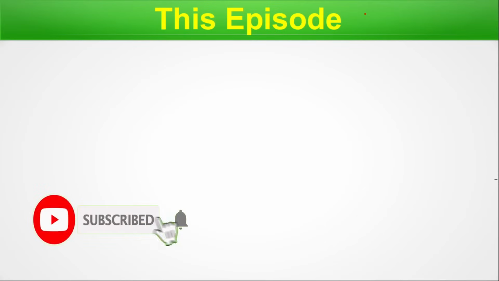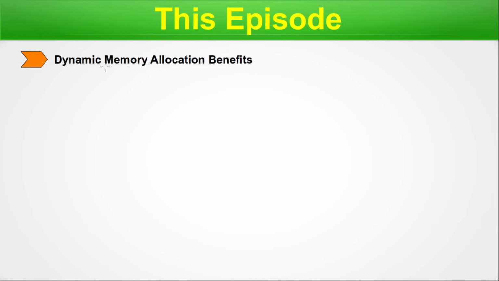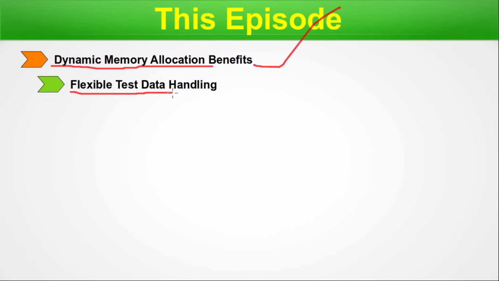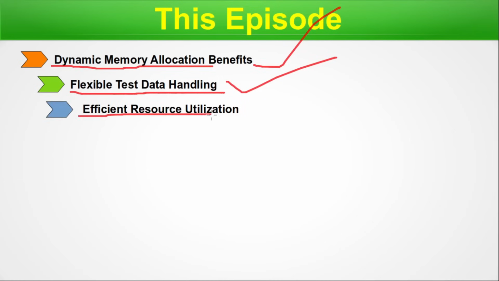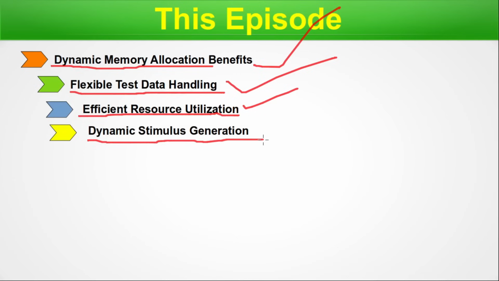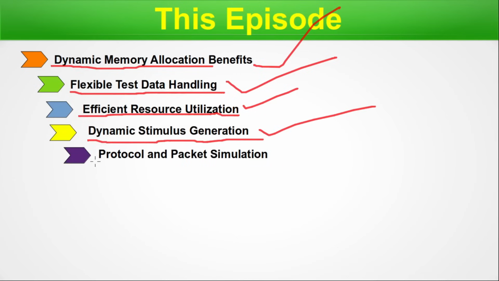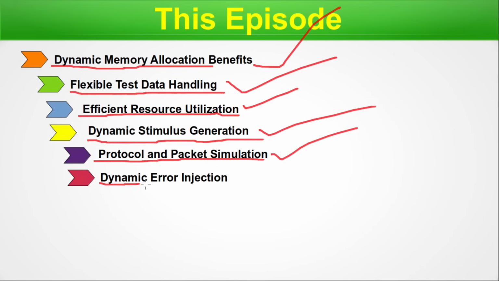Hey guys, welcome back. In today's episode, we are going to discuss the below points. First, we will talk about the dynamic memory allocation benefits. Next, flexible test data handling. Next, the aspect of efficient resource utilization. Next, dynamic stimulus generation. Moving further, we will show the importance of protocol and packet simulation. Next, the importance of dynamic error injection. All of this with respect to dynamic memory allocation.